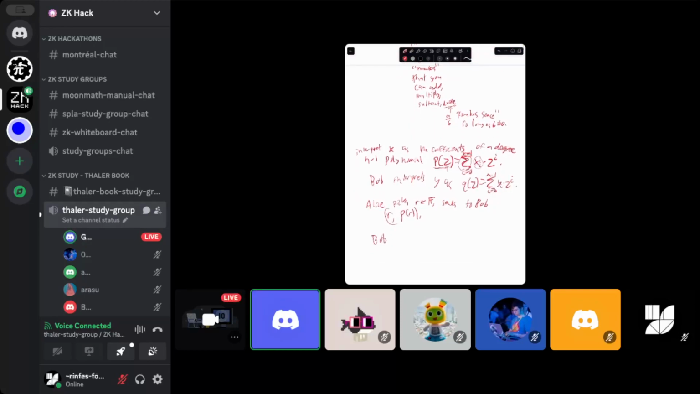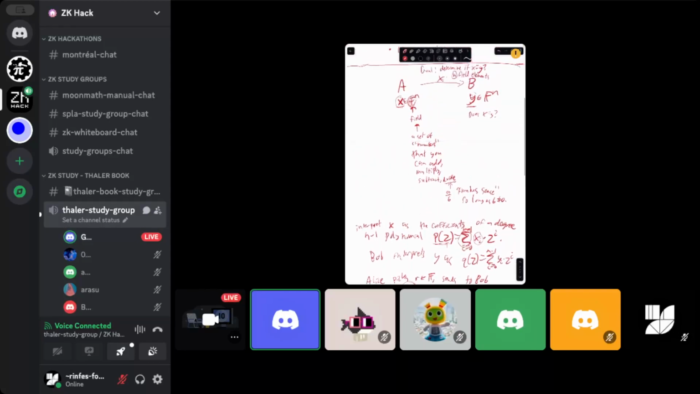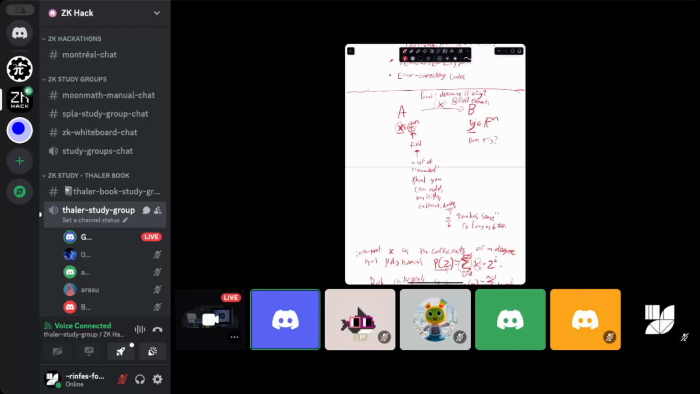Okay, and Bob will check whether q of r is the same as p of r. If so, he'll output equal, and if not, he'll output not equal. So that's the protocol. And so Alice sent only 2 field elements to Bob. She sent r and her polynomial evaluated at r. That's it. So just a massive savings in communication compared to the trivial solution.